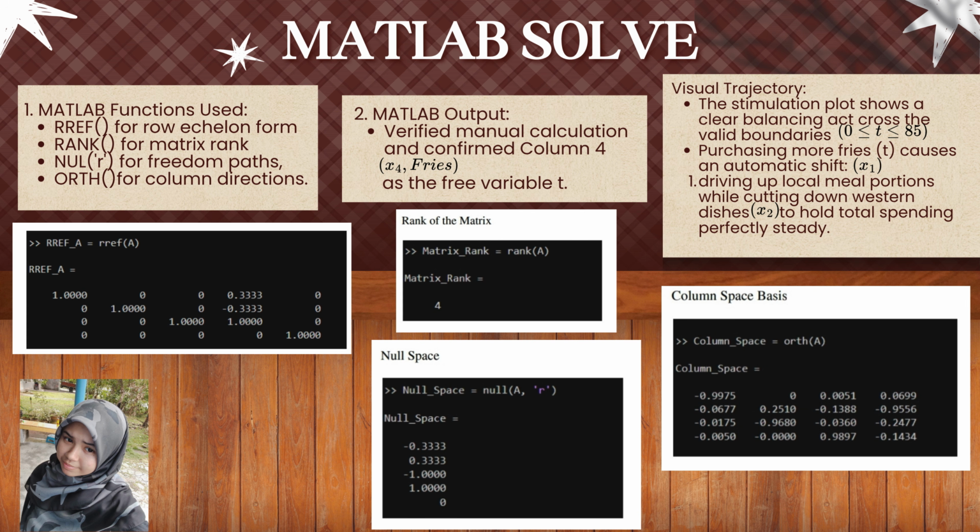We observe a visual trajectory, or a balancing act, within the valid boundaries where t is between 0 and 85. We found a direct trade-off. If we choose to purchase more fries, increasing t, the system automatically shifts to drive up the portion of nasi minyak ayam masak merah X1 while simultaneously cutting down on spaghetti carbonara X2. This mathematical relationship ensures that despite changing the menu composition, our total spending remains perfectly steady at our 3,000 ringgit budget.